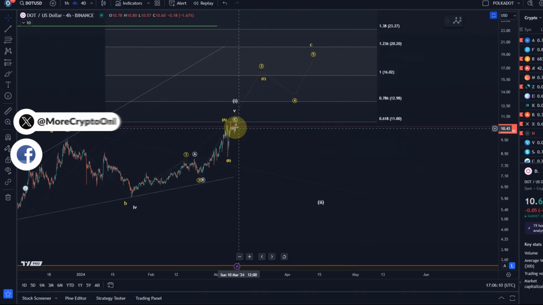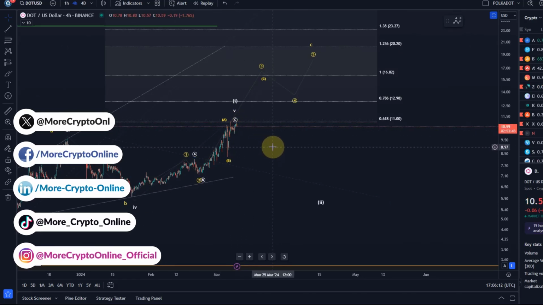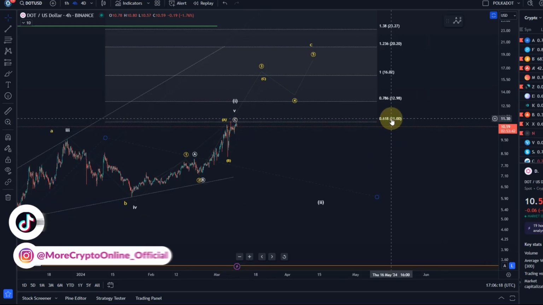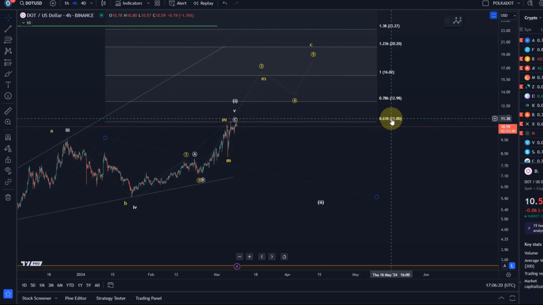The DOT chart continues to push against the ceiling. We have consolidation just below a breakout point, the $11 level. I would call that a breakout point. We are tracking two scenarios here. They are both bullish.